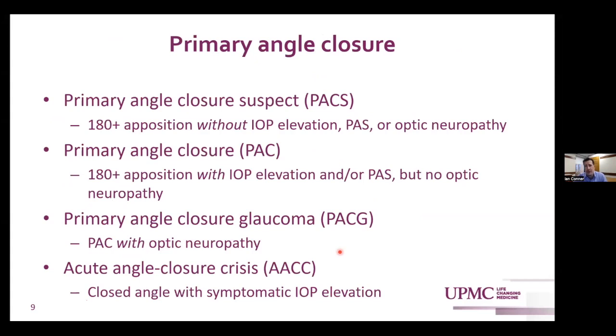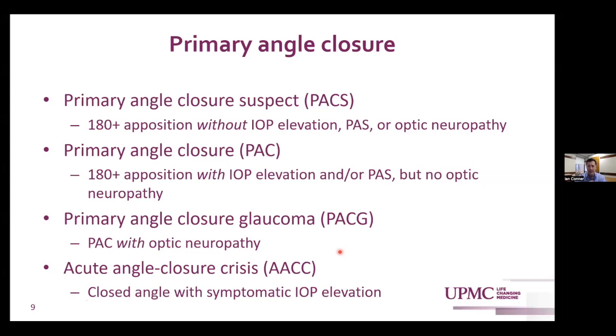All right, so then the high-level overview of primary angle closure. I mentioned there's a spectrum. Primary angle closure suspect is defined as 180 degrees of apposition without elevation of the intraocular pressure, without PAS formation, and without optic neuropathy. So this is what we used to call anatomic narrow angles. Primary angle closure still has the same apposition, but we either see the formation of PAS, suggesting some structural abnormality now of the trabecular meshwork, or IOP elevation, suggesting a functional abnormality. So this is a step beyond simple narrow angles, but there's no optic neuropathy. And then primary angle closure glaucoma is all of the above with an optic neuropathy that's measurable.